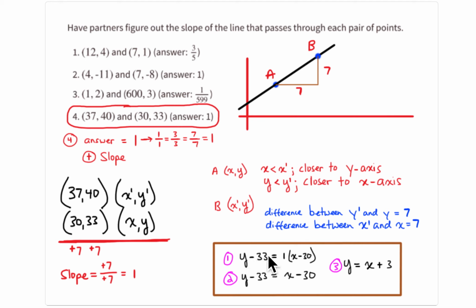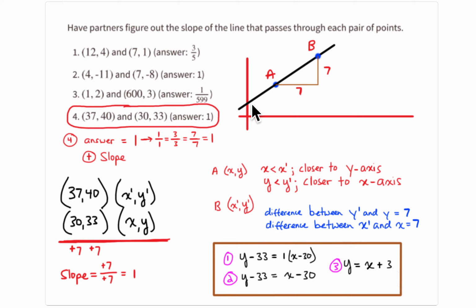So the change in y has to equal the change in x. So 1 times x minus 30 is x minus 30. So these two are equal. They have to be equal. This is the change in y. This is the change in x. All right, if I subtracted 33 to slide this down, I have to add that 33 back. At the same time, I have to subtract this 30 right here. So I'm adding 33, I'm subtracting 30. So what's that equal? It equals x plus 3.